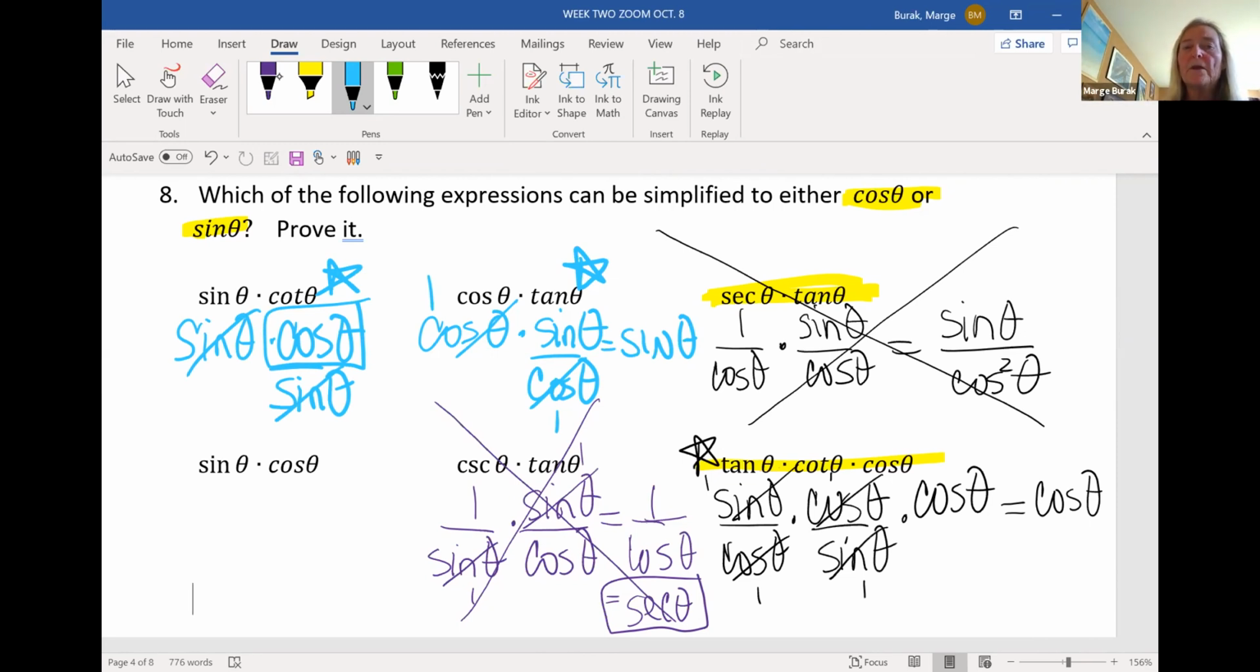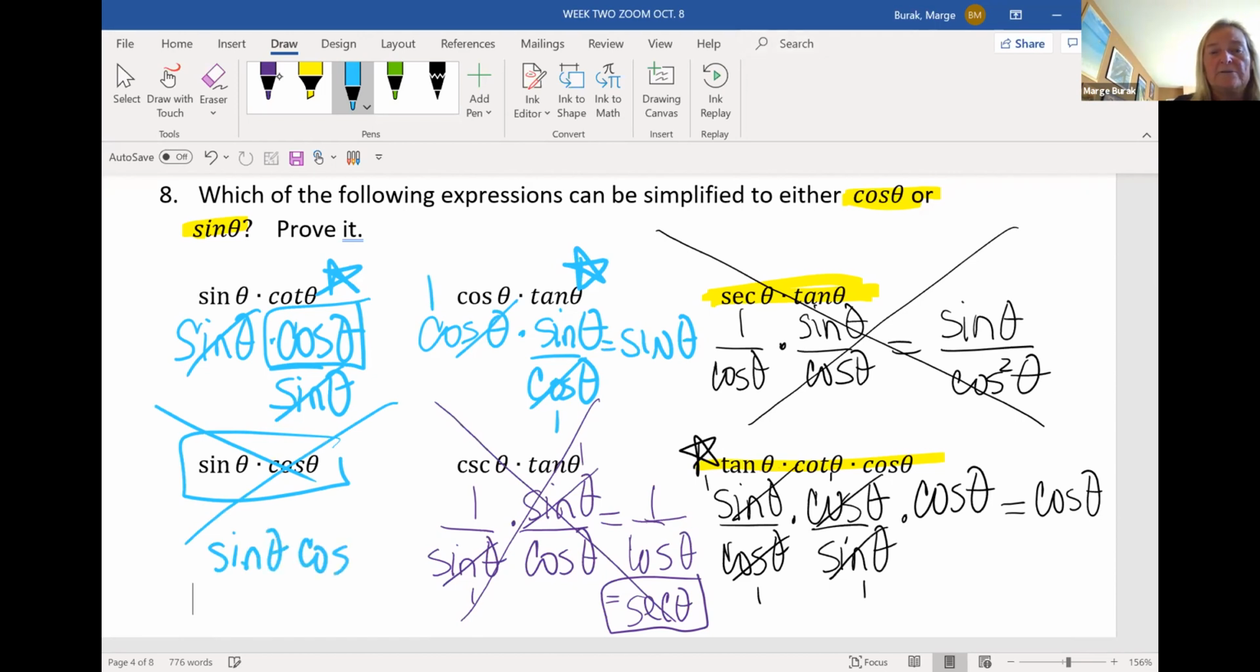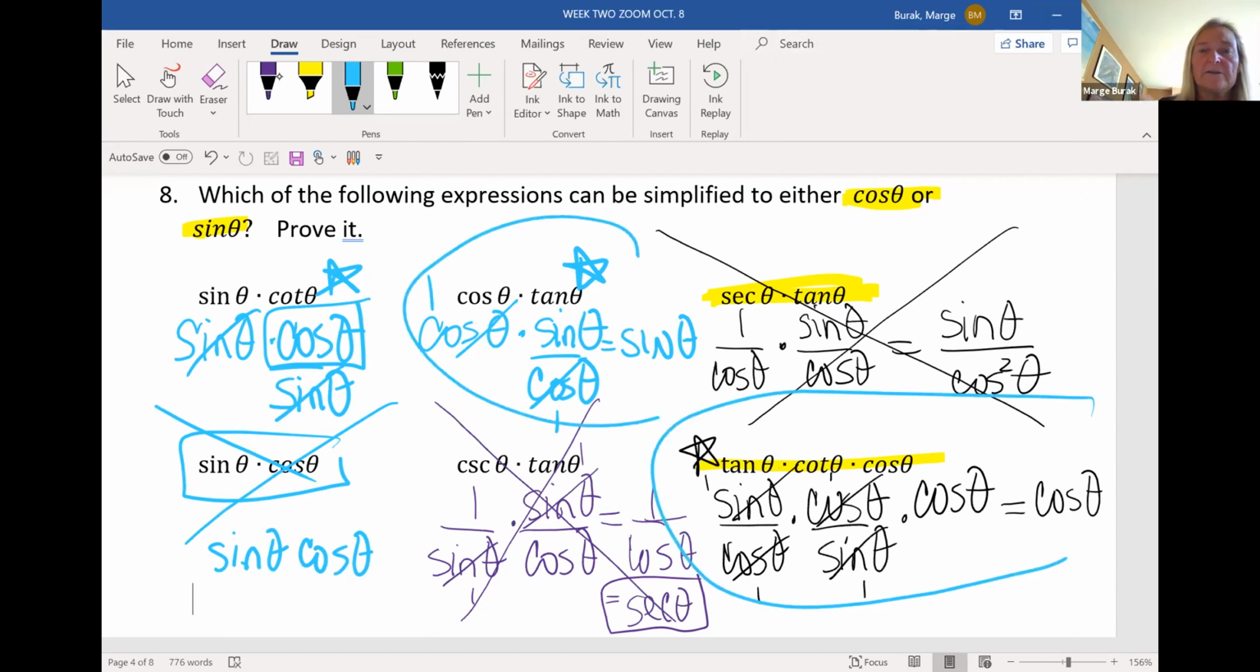One more. Is there any way that sine and cosine are going to cancel out, you guys? Is there any way that's going to change to a sine or cosine? No. That is all you get with that. You just get sine, cosine, and there's nothing you can do about it. So we're done. Three of them simplified to sine or cosine, and those were the three.